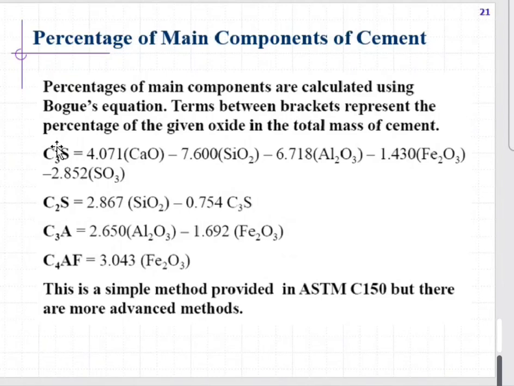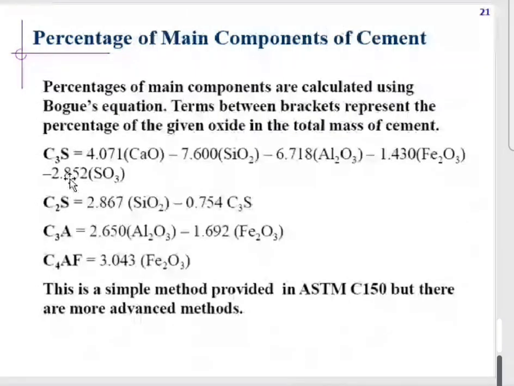So we can find out the quantity of the C3S, C2S, C3A or C4AF by the simple Bogue's equation. This is a mathematical equation through which we can find out the actual percentage of the compounds available within the cement, the total mass of the cement, how much of each is available. This is a simple, general method by Bogue which can be used to find out the compounds.